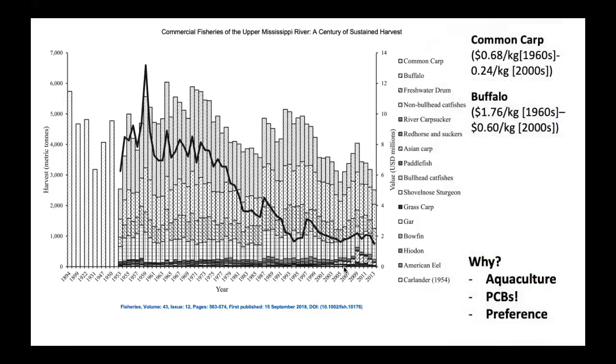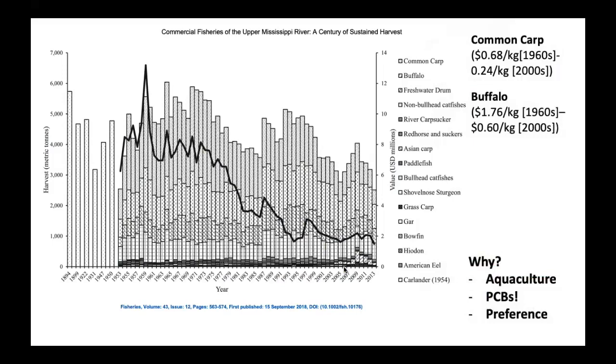So this is a plot basically showing the amount of harvest of different commercially fished freshwater species, and that's in metric tons. And that corresponds to these bars. So the top two bars here, this is common carp bars, and these are buffalo. So these are kind of the two species of interest to a lot of commercial fishermen. And the black line is showing basically the total value in millions of dollars for freshwater fisheries in the Mississippi River Basin. And as you can see, this black line has just been kind of tanking up until recently.